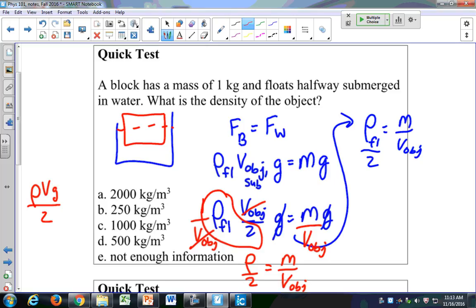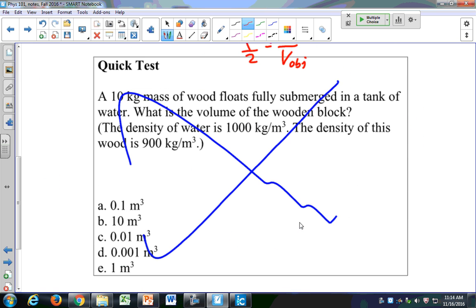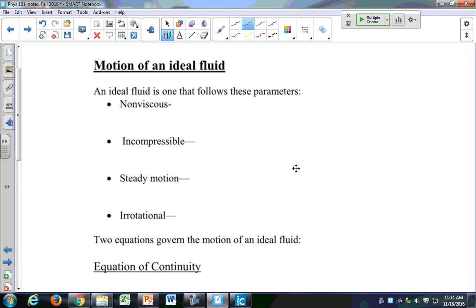All right. Let's move on to fluid flow. We're going to skip this quick test. It's just not a good question at all. It's just not correct. Okay, so we're going to look at the motion of an ideal fluid, and we'll have a couple things that we'll look at here.